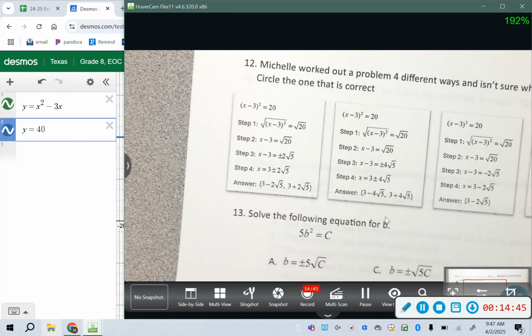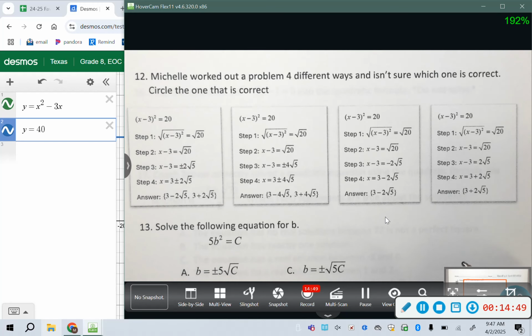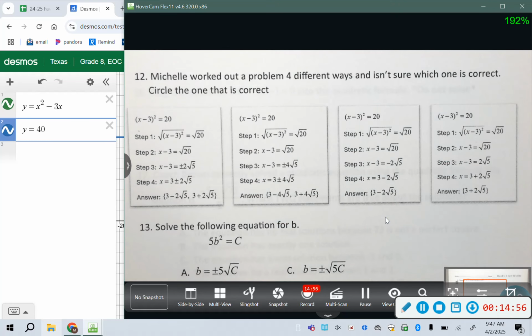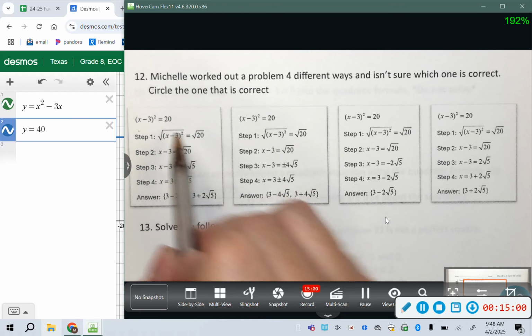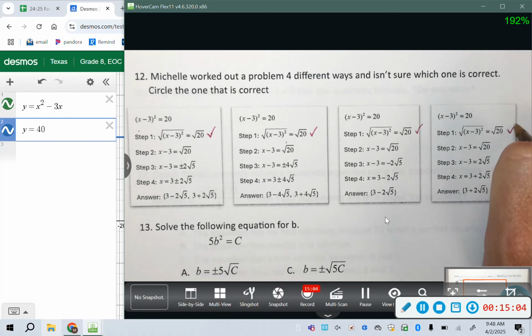Okay, let's look at number 12. It says circle the work, or Michelle worked out a problem 4 different ways and isn't sure which one is correct. Circle the correct one. Well, she's doing the square root method. So you'll notice she took the square root of both sides, which she did on all of them. So step 1 on all of them is correct.